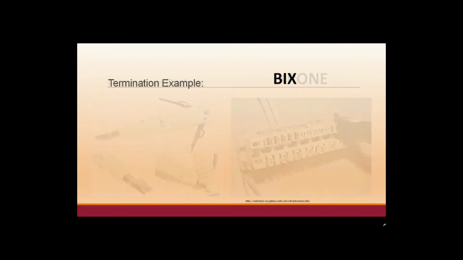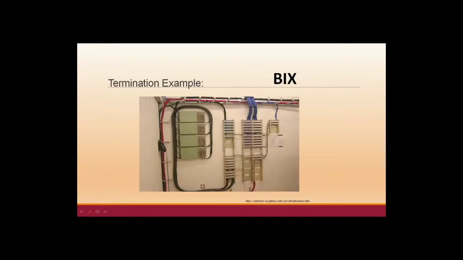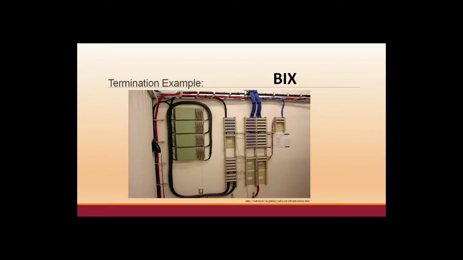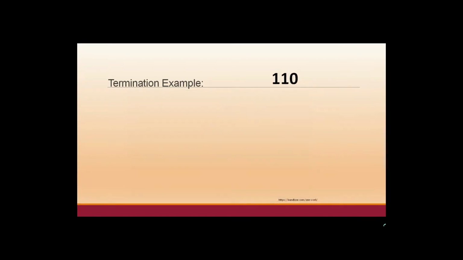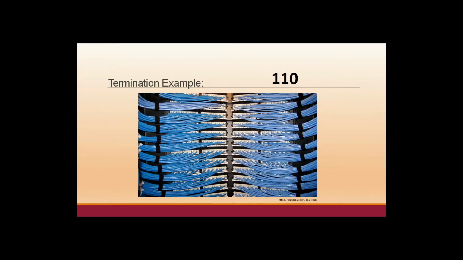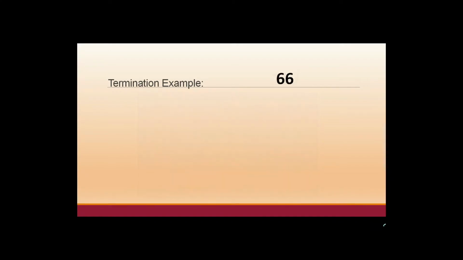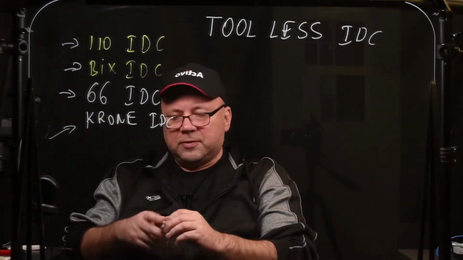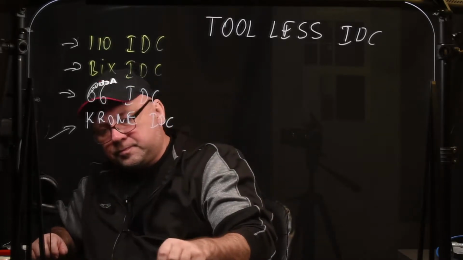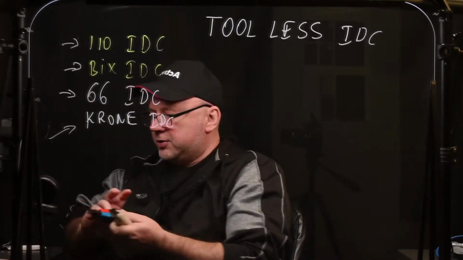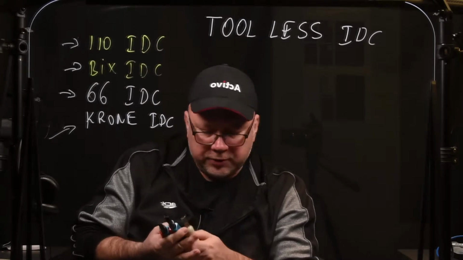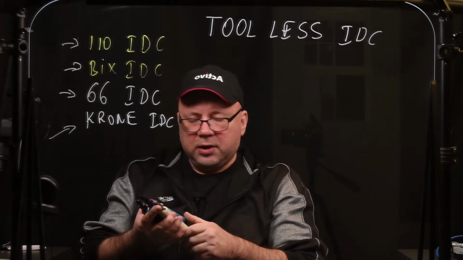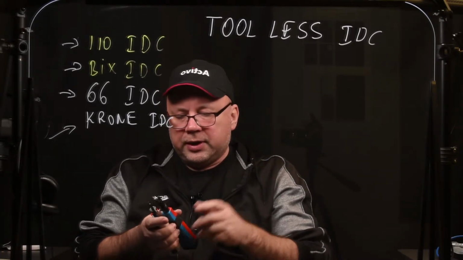Okay, so that's basically what Krone can do for you, but then again it's not so much used in the North American continent here. Okay, examples for BIX. That's what BIX termination looks like, and 110, that's what 110 termination looks like. Okay, 66, that's what 66 termination looks like. All right. Okay, so with just a little bit of background here now. With all these punch down tools that we use, and I don't have a Krone here, I left it at school.